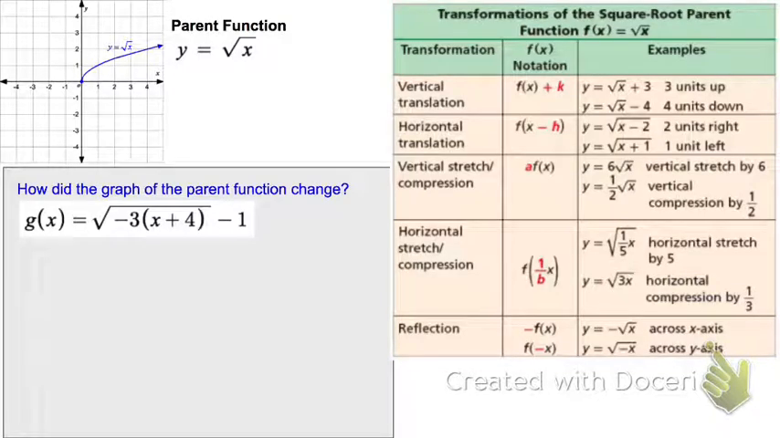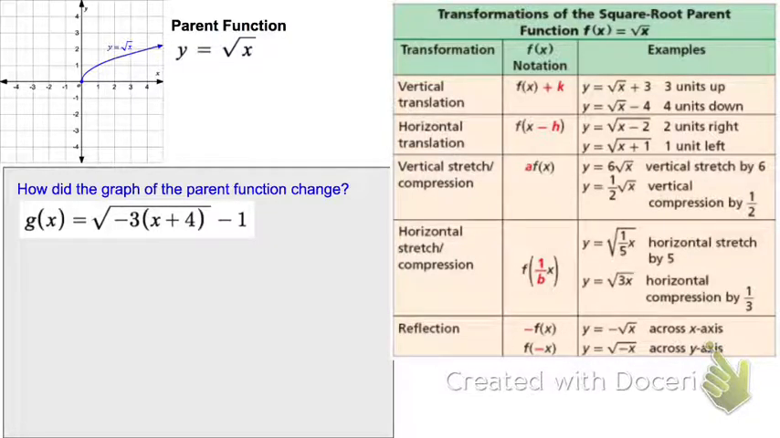We're going to go over a couple of examples using the rules on the right to illustrate how a parent function, the most basic radical function, shifts to the right, left, up, down, or reflects after you change that parent function by adding or multiplying or subtracting numbers. So let's look at this example here.